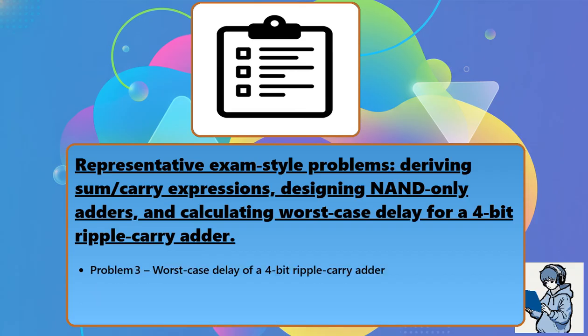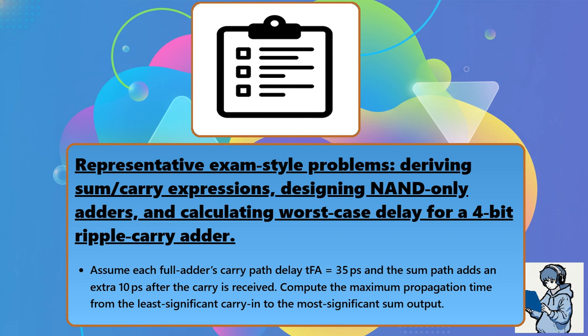Problem 3: worst-case delay of a 4-bit ripple carry adder. Assume each full adder's carry path delay TFA equals 35 picoseconds, and the sum path adds an extra 10 picoseconds after the carry is received. Compute the maximum propagation time from the least significant carry-in to the most significant sum output.